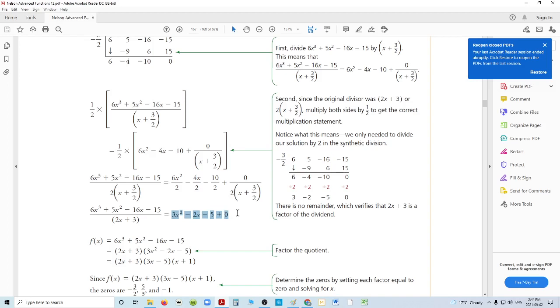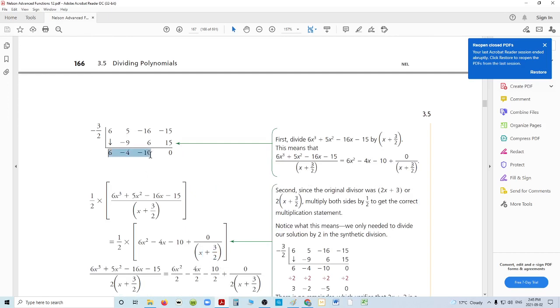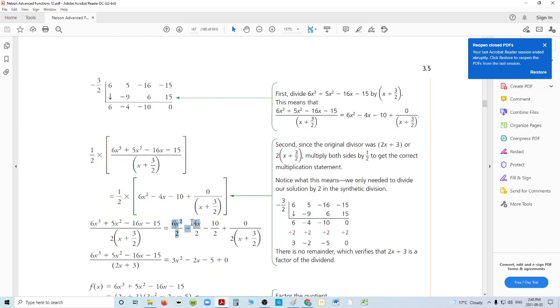Once you have those actual terms, notice that the remainder is stated as a 0 over this. Once you have those actual terms, and these are the terms there, you then should be dividing them by 2 to get the real terms.